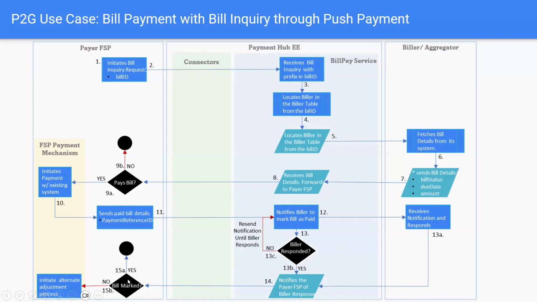So the biller aggregator sends the response, the payment hub receives it and sends it back to the payer FSP. If the bill was marked paid, yes, the transaction is finished. But if it's no, then it would initiate alternate adjustment processes, whatever that may be, between the payer FSP and its customer.